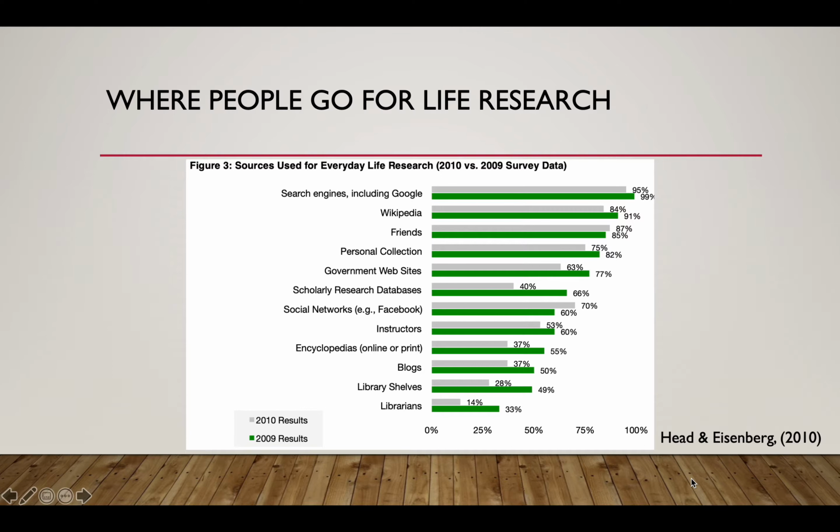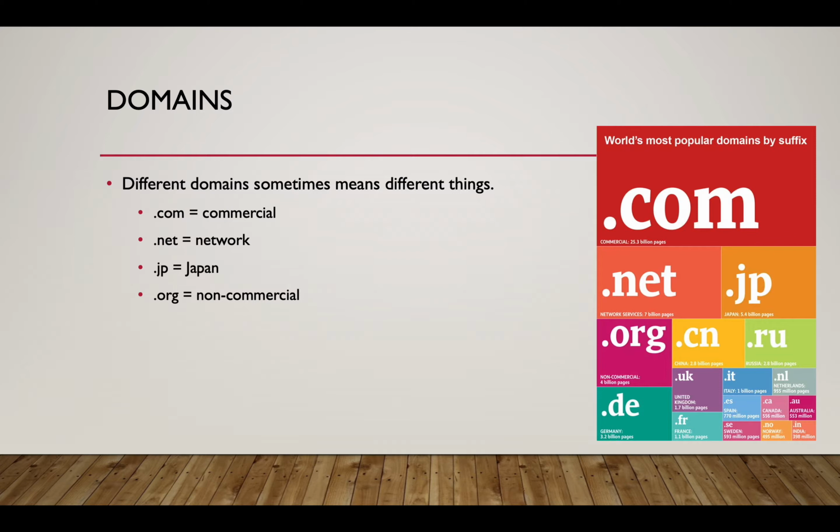Here's something that we should also be aware of. When you're looking at websites and you notice .com or .net or .jp or .org, each one of these little suffixes at the end means something different. .com could be commercial or communications, depending on who you hear this from. Net could be network. JP is Japan. Org is non-commercial. CN is China. RU, there's different country codes here.